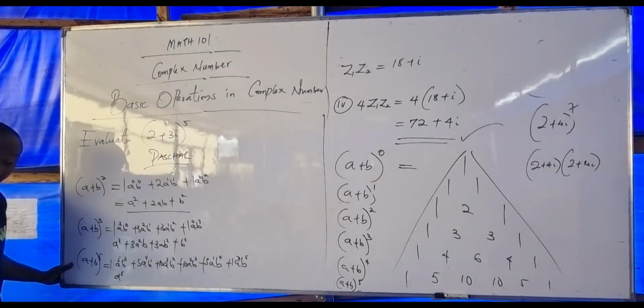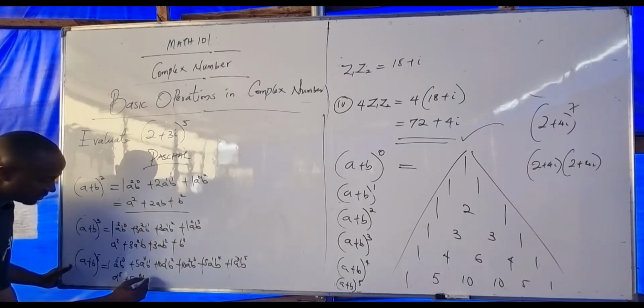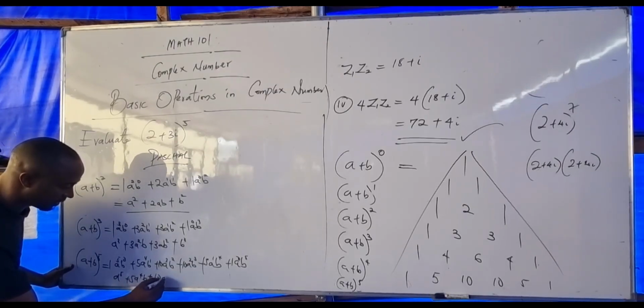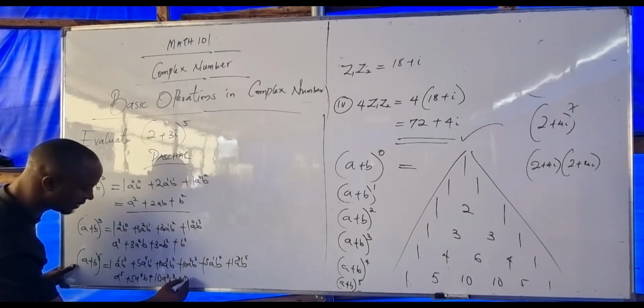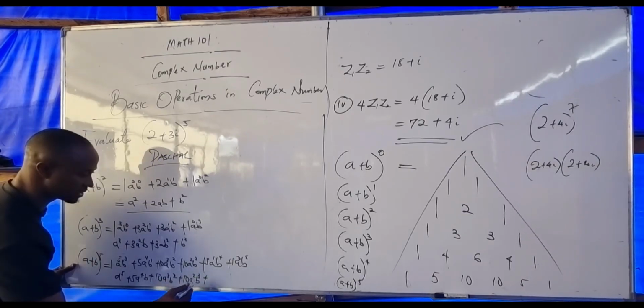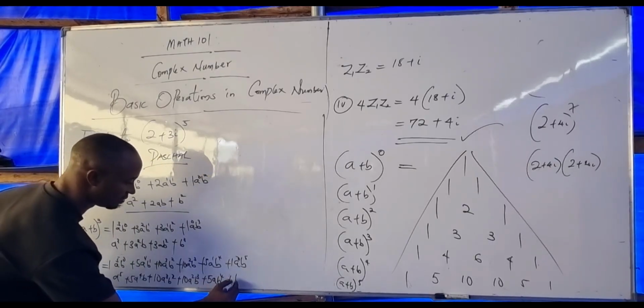This is A raised to power 5, right? Plus what? 5A raised to power 4B plus what? Plus 10 what? A cube B squared plus what? 10 A squared B what? Cube plus what? 5AB raised to power 4 plus B raised to power 5.